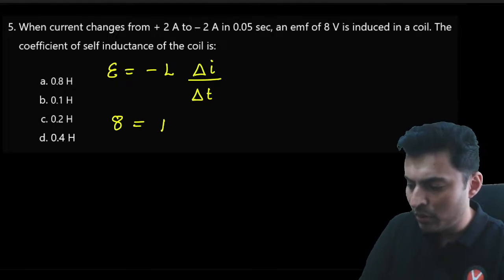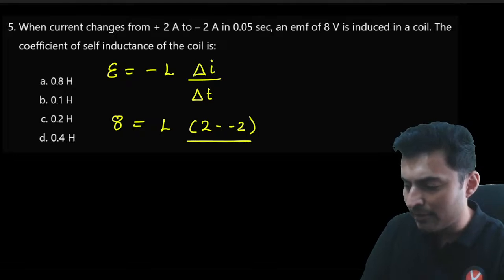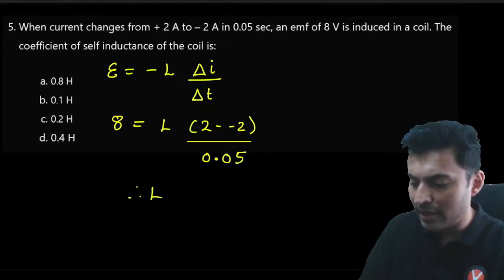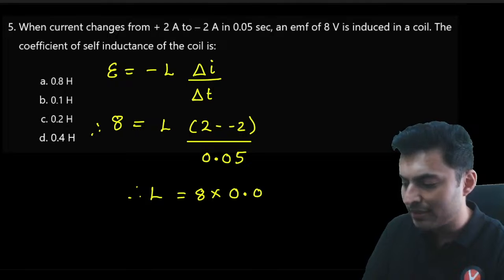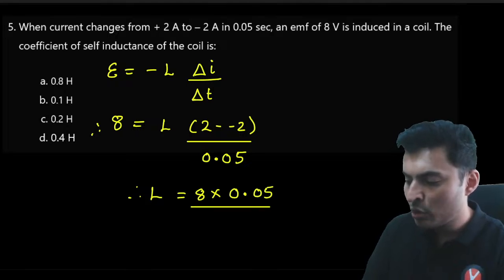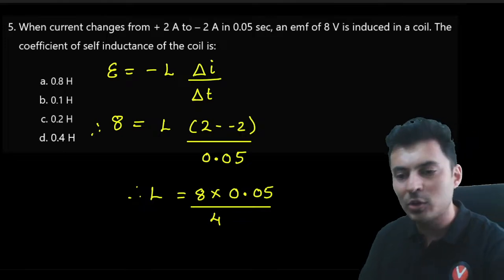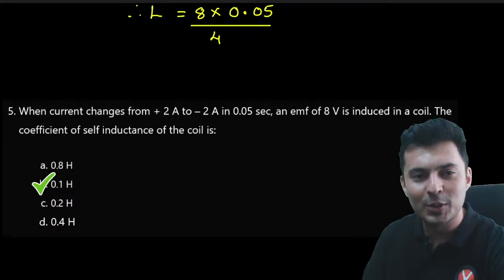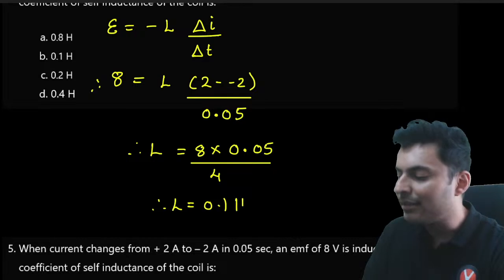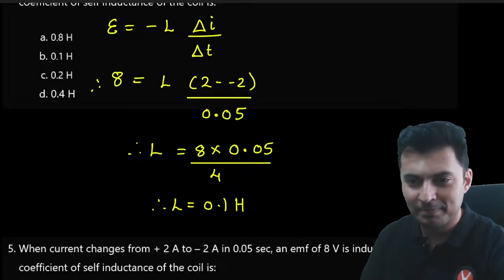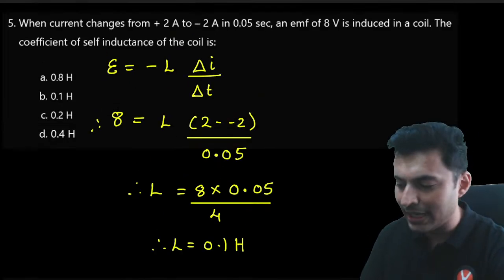L value, I don't know. Delta I is 2 minus minus 2. In how much time? It is basically 0.05. Therefore, L will be equal to 8 multiplied by 0.05 divided by 2 minus minus 2 will become 2 plus 2, which is basically 4. How much will it come out to be? Yes, 0.1 Henry. Very good.